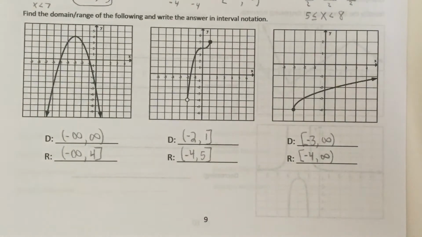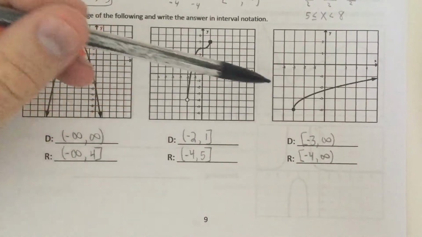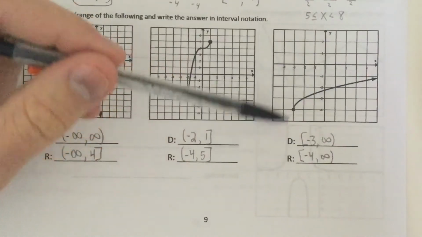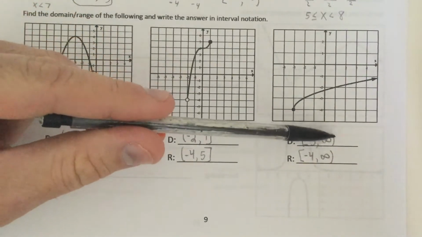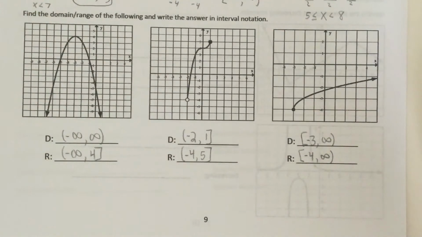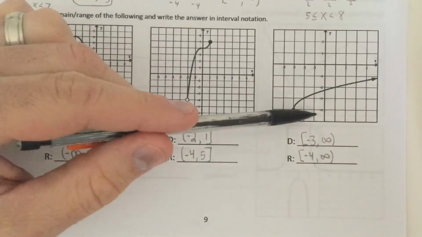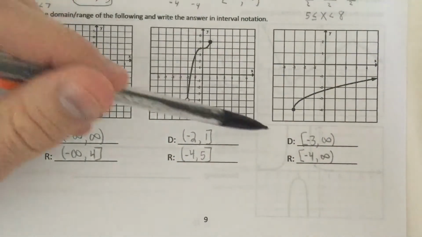And then last but not least, we have the third one. It goes left to -3 and right forever to infinity. Includes every number in between. It's a closed dot, so we have the bracket. Never equals infinity, so we have the parenthesis. And then the range, it goes down to -4. Again, it's the y value of -4. And then it goes up to infinity.